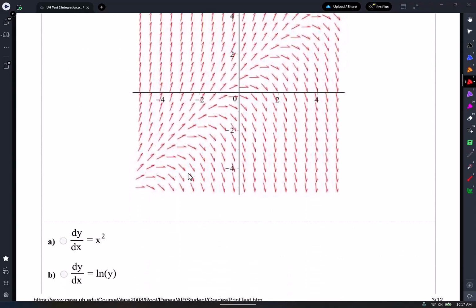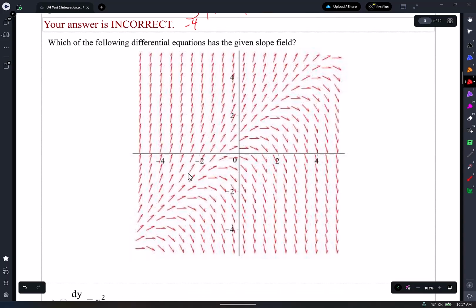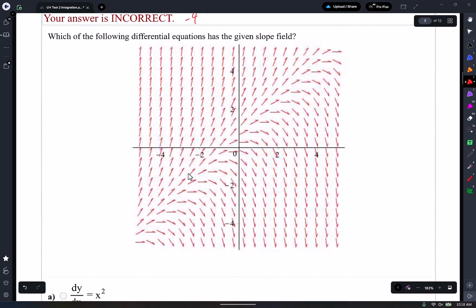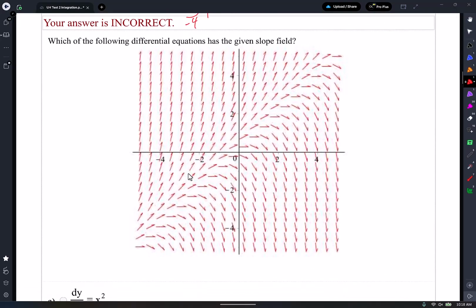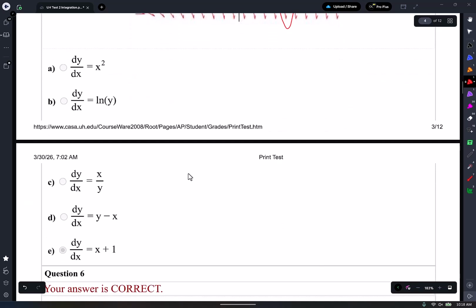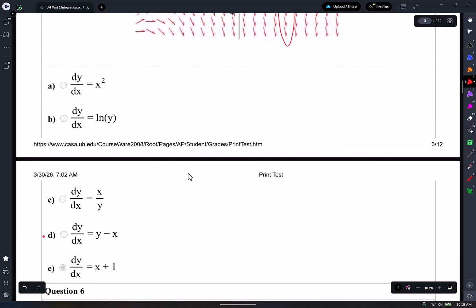You guys ready? I am in question 5. So we just finished slope fields. And if I go up and down, it does look like y affects it. And if I go left to right, it does look like x affects it. So I think it has to do with x and y. So I think it's either this one or this one.